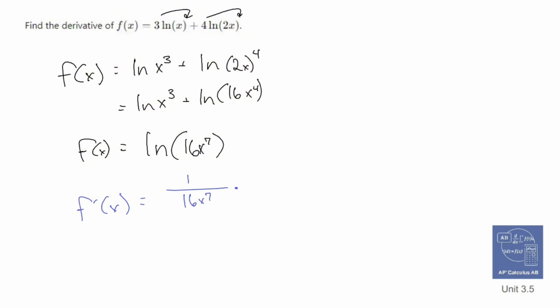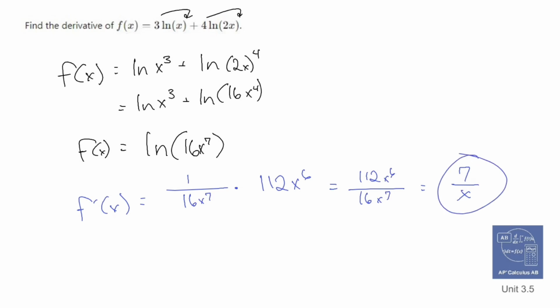So 7 times 16 is 112 x to the sixth. Now simplifying this a little bit, 112 x to the sixth over 16 x to the seventh. I already know that that's going to be 7 because I just did it. And that's going to be over x because of the way that these simplify. Well, that was interesting. That was a lot of fun.